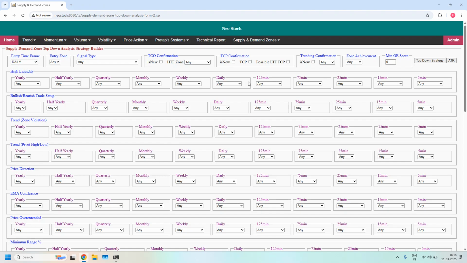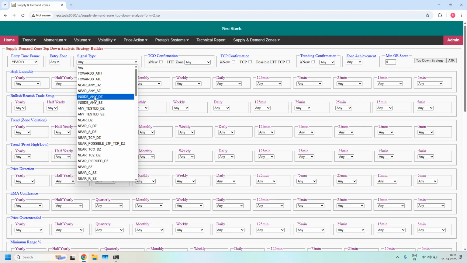Now I am going to generate different supply demand zone reports with the help of NeoStock Software's supply demand zone top-down analysis strategy builder. First, I am going to generate finding the stocks near demand and supply zones at daily and above time frames. I will also generate price closed inside demand and supply zones, and during this process at daily and 75 minutes time frames we will also identify HLQ zones that will be useful for our HLQ zone strategy learned in lesson 21.3 video. Okay, let me start with the yearly time frame.